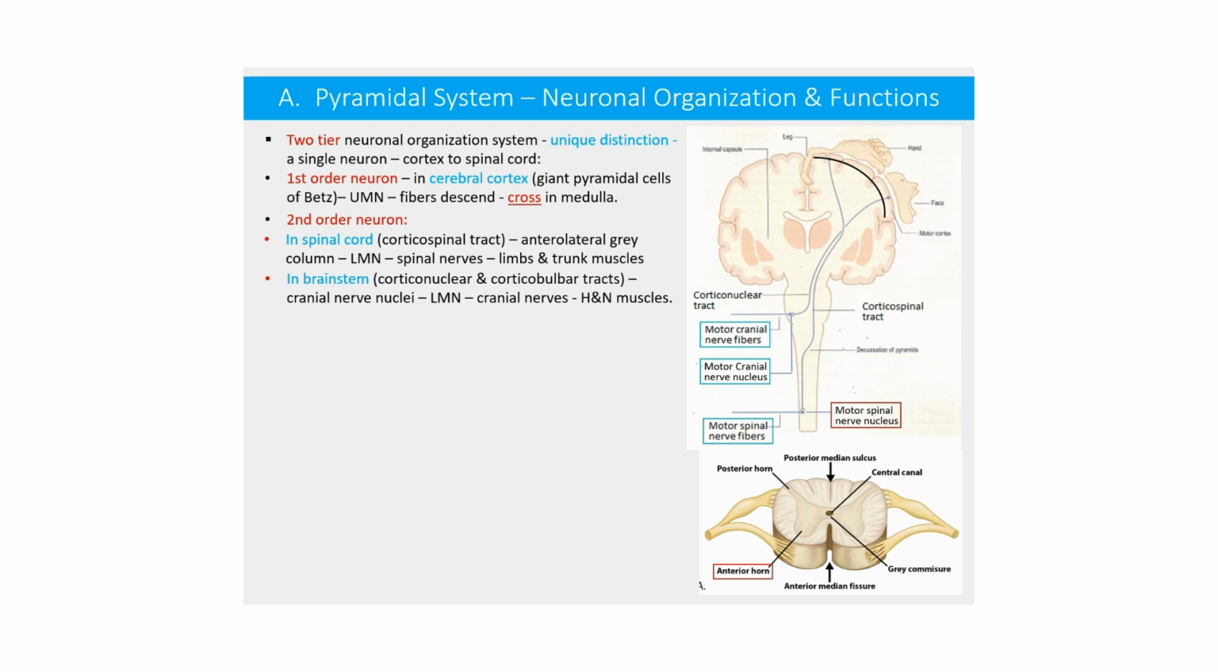Second destination is in the brainstem, which are named as corticonuclear and corticobulbar tracts. They synapse with the cranial nerve nuclei in the brainstem, which are named as lower motor neuron of the cranial nerves, and they control the muscles of the head and neck.